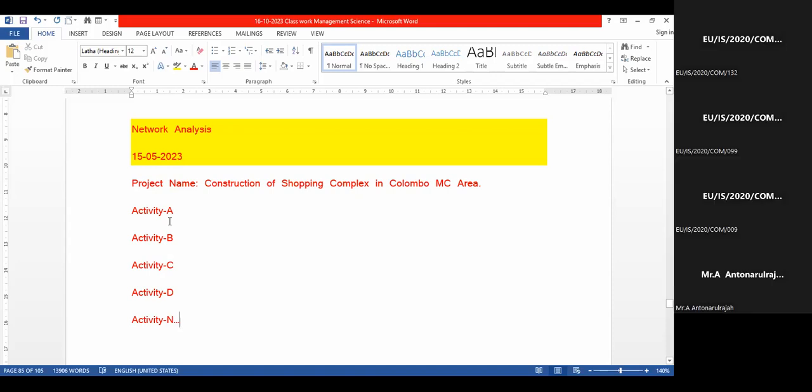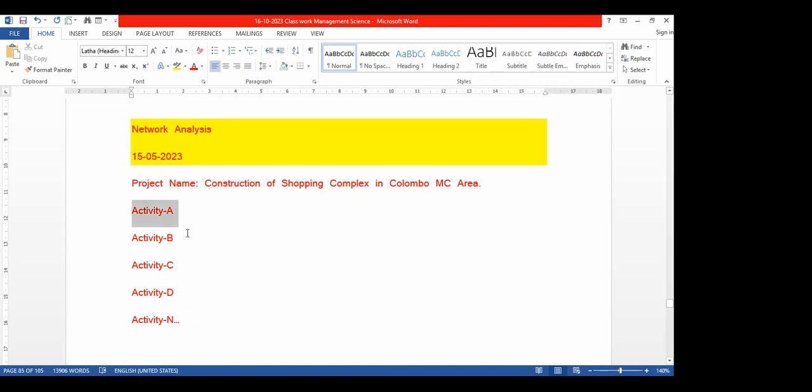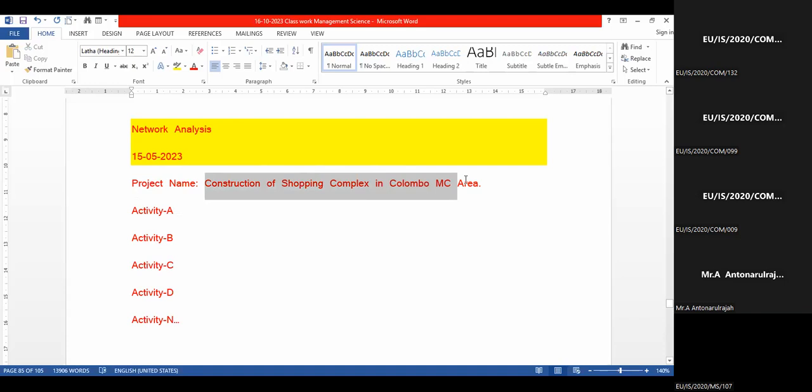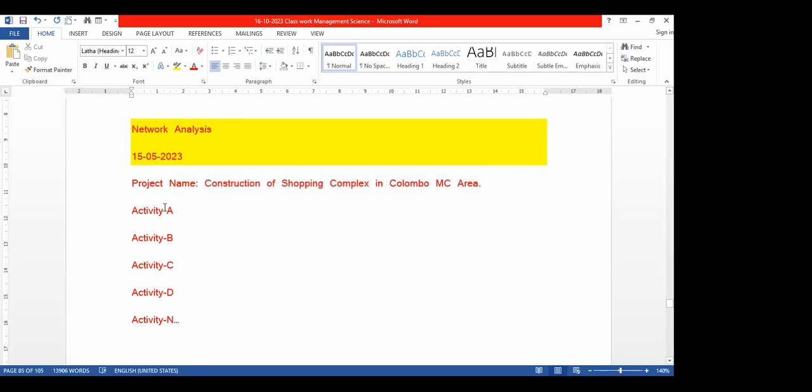Say it may be, first we have to take permissions, leveling the land, digging the foundations, pillars. So many things we have to do. So it's a starting. For the construction of a shopping complex in the MC area, there is a definite starting date.